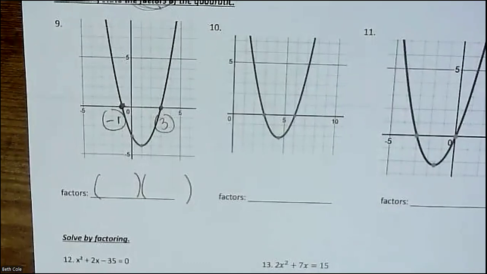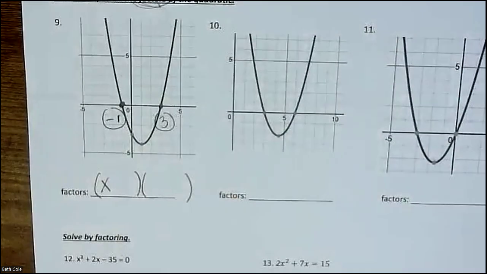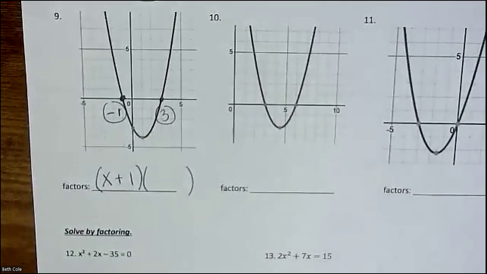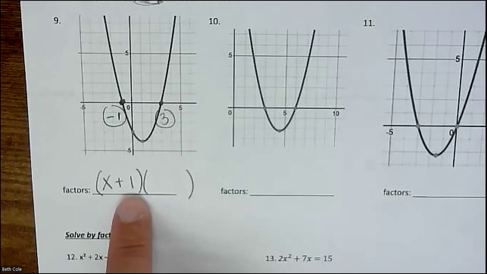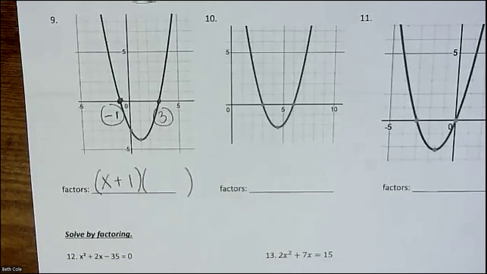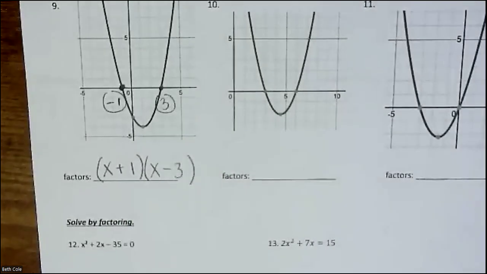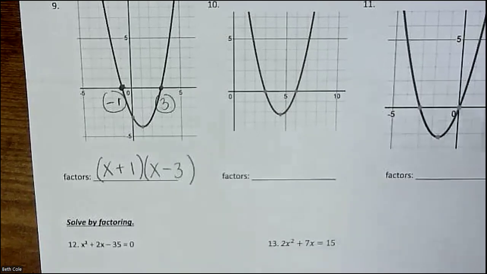Now, when you do your factors, you're going to have x in there, but it is opposite. It is going to be x plus 1. And the reason why is, if you understand why, it will make more sense to you. -1 plus 1 equals 0. So what is this one going to be for the 3? Good, because 3 minus 3 is 0. Good.